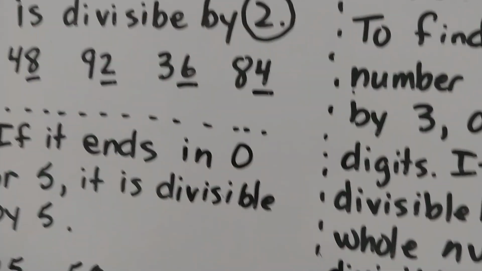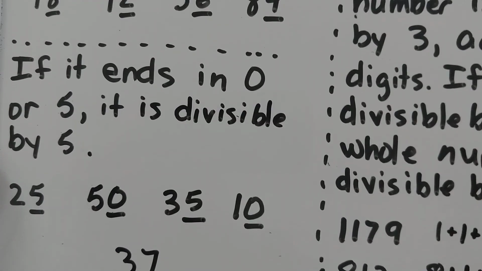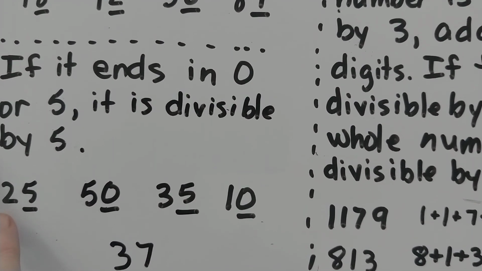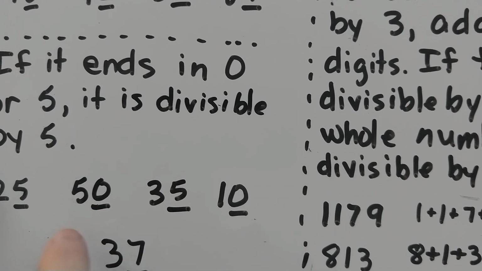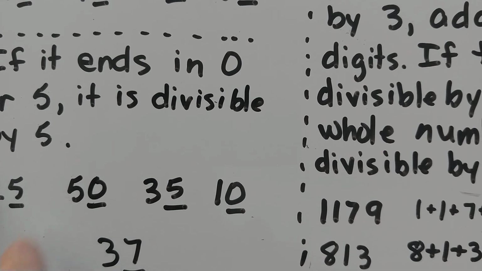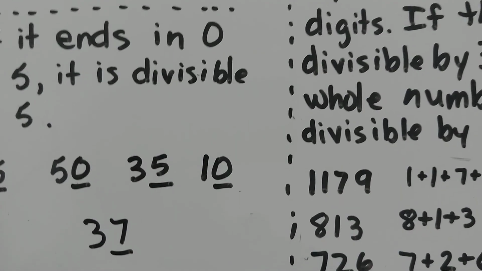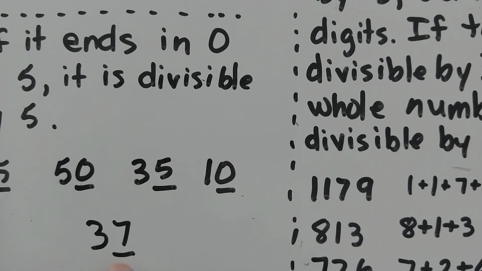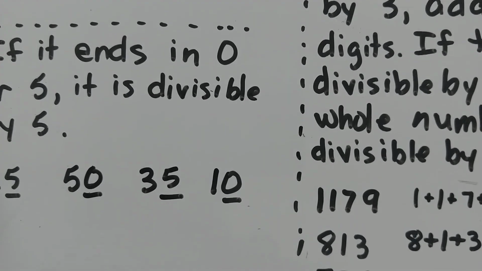To find if something is divisible by 5, you look at the last digit of the number again, and if it ends with a 5 or a 0, you know that it is divisible by 5, that you can divide it evenly by 5. A number like 37 ends in 7, it's not a 0 or a 5, so we know that it is not divisible by 5.